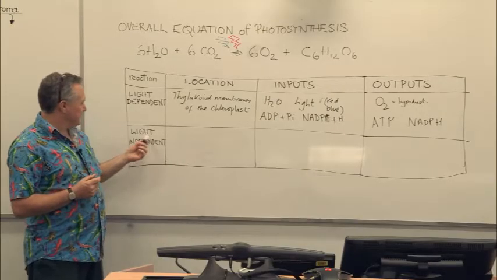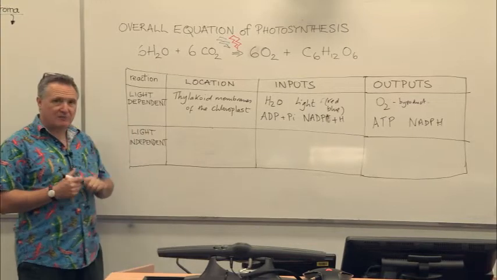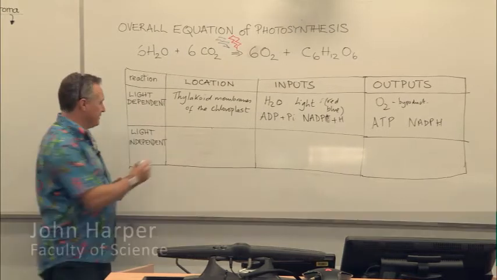So as I said, it's the light independent reactions where carbon dioxide is involved, okay? Now, where does that happen? That happens in the liquid part of the chloroplast, which is called the stroma.